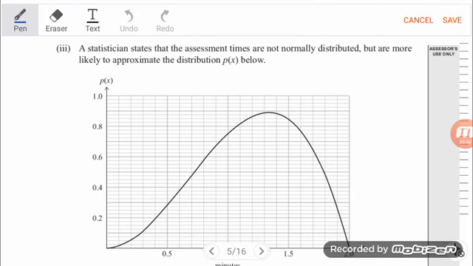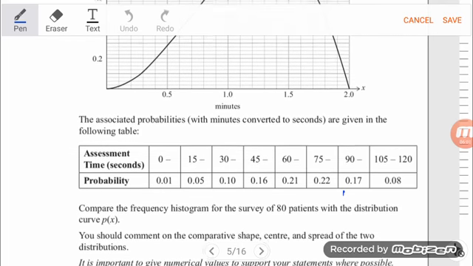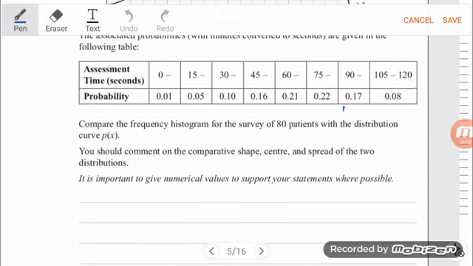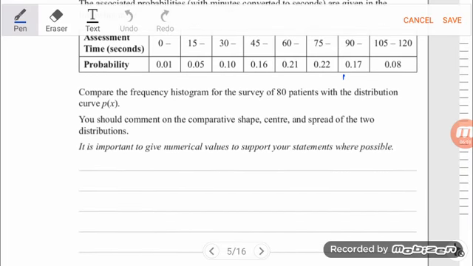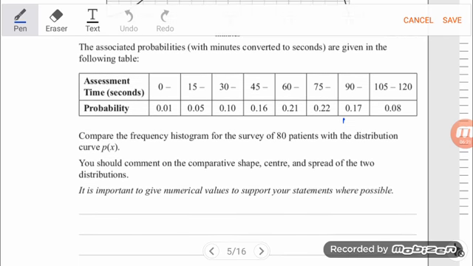A statistician states that the assessment times are not normally distributed, but are more likely to approximate the distribution P of X below. Approximate, I should say, sorry. The associated probabilities with minutes converted to seconds are given in the following table. Compare the frequency histogram for the survey of 80 patients with a distribution curve. You should comment on the comparative shape, center, and spread of the two distributions.